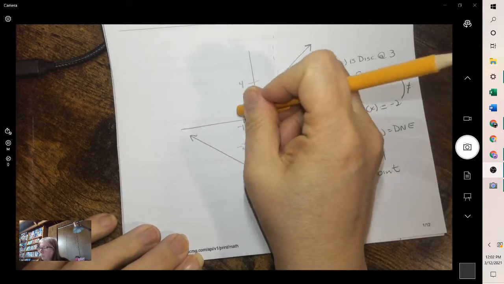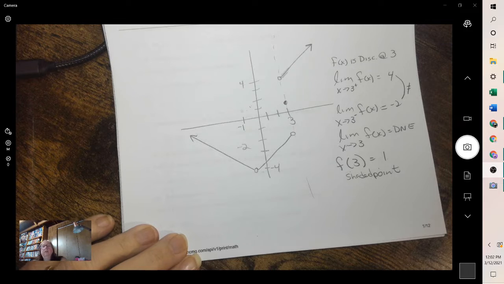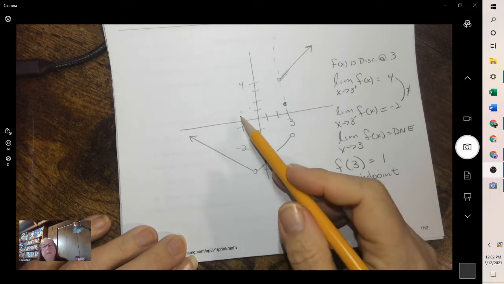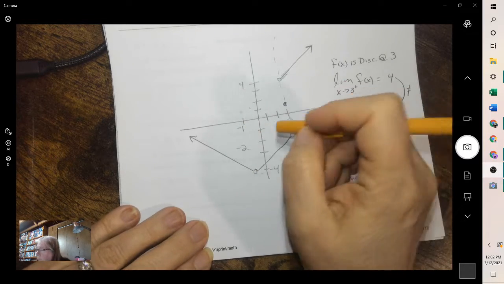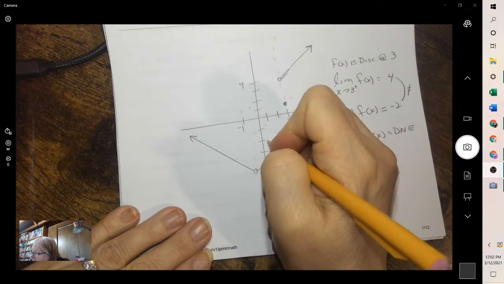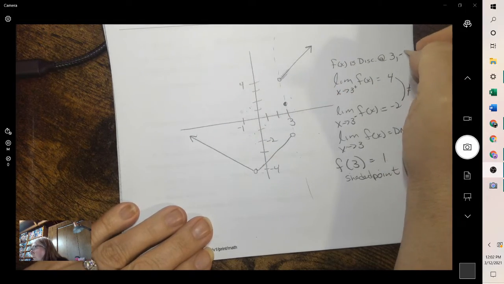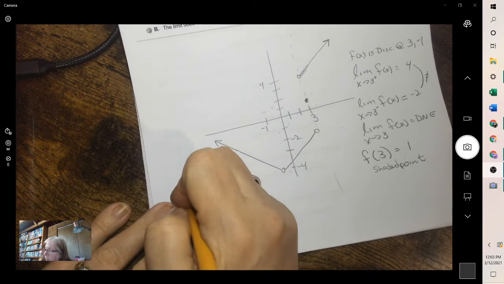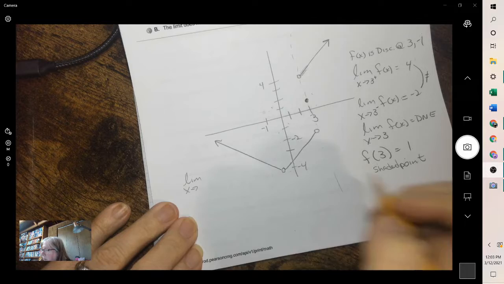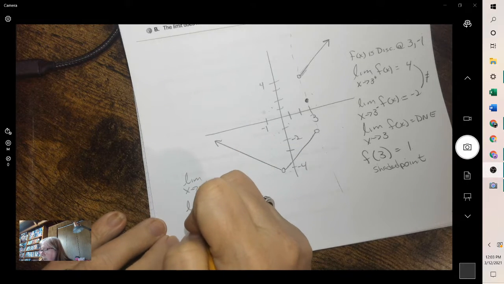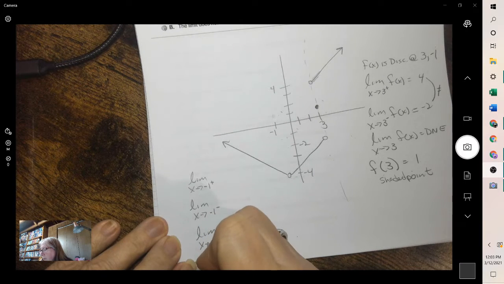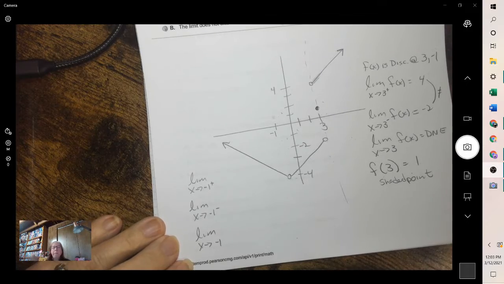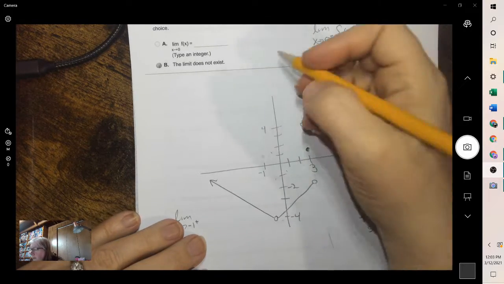Okay. If we have this, not only was it discontinuous at 3, because of this open circle, because we jump here, it's also discontinuous at -1. Move this over here first. So we'll find the limit as x approaches -1 from the right, from the left, and at the value. Again, you can draw a dotted line.